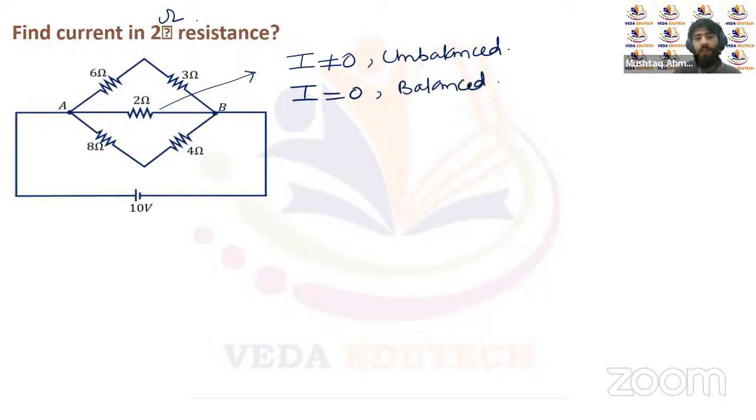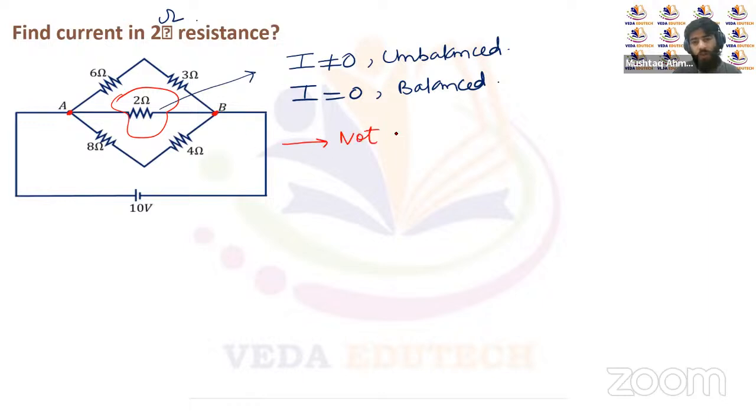How can you identify whether it's a Wheatstone bridge or not? The identification is that it's a quadrilateral type of system. Across one of the diagonals of the quadrilateral, we connect the battery, and across the second diagonal, we connect the resistor. You can see that across both the ends, A and B, the resistor as well as the battery is connected. So it means that it's not a Wheatstone bridge.